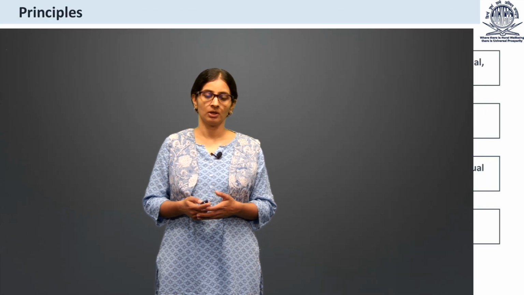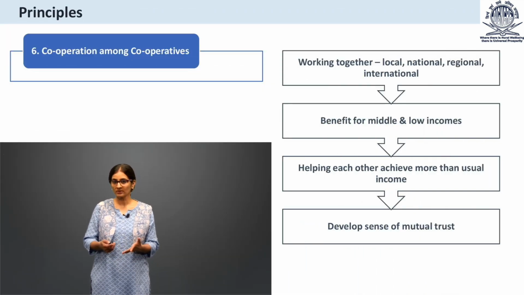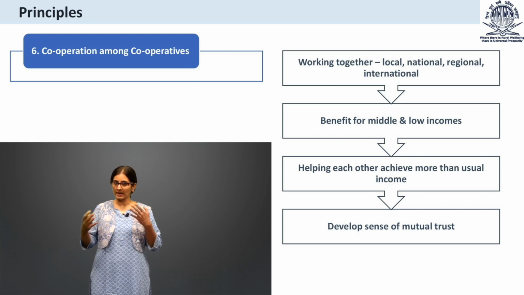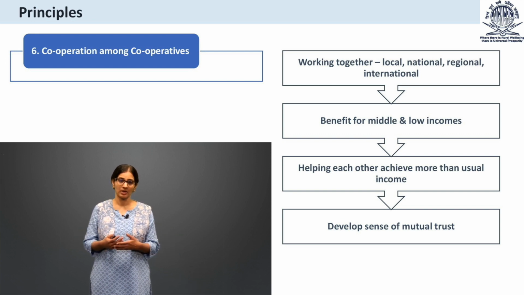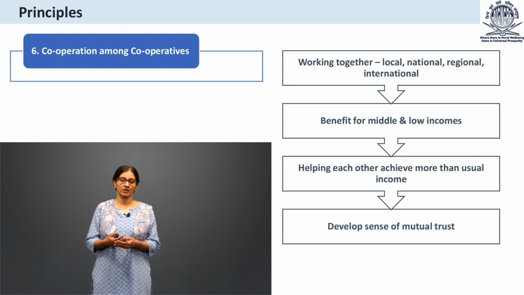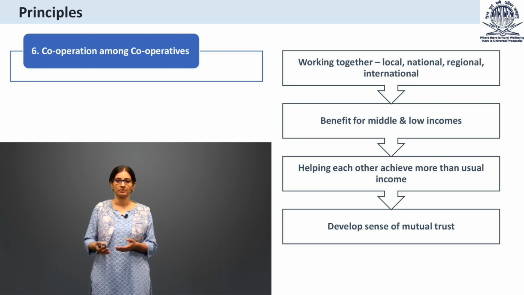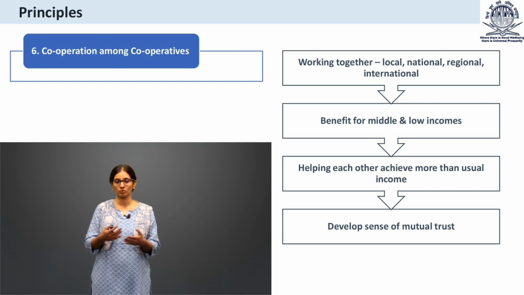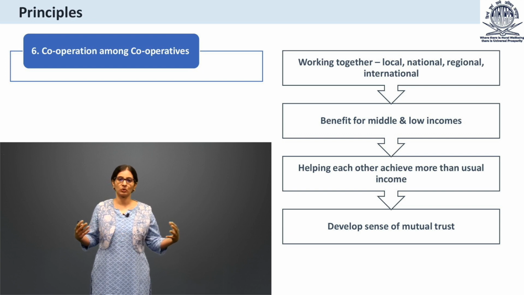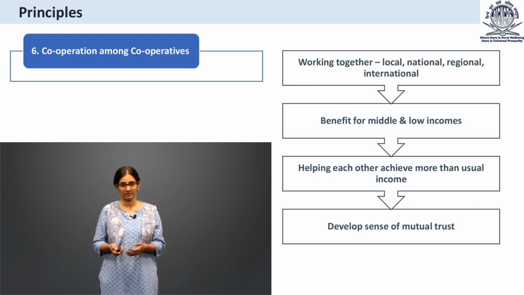Principle 6, cooperation among cooperatives. Cooperatives serve their members most effectively and strengthen the cooperative movement by working together through local, national, regional and international structures. People with middle and low income levels benefit from cooperatives, and through these they can help each other achieve higher profits than their normal incomes. They also develop a sense of mutual trust while assisting one another. So cooperatives also support and assist other cooperatives.